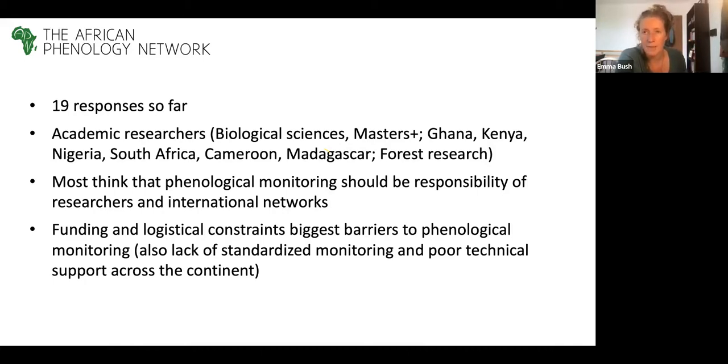And I think as we go through the rest of this workshop, that will probably be reinforced by our own experience in the last couple of months. But interestingly, people off their own back suggested that lack of standardized monitoring, so not really knowing what protocols to follow, and poor technical support across the continent also hindered growth of this research. And I can see some of that coming up in our own experience. Certainly, we're having to learn a lot together about the new methods that we're using.